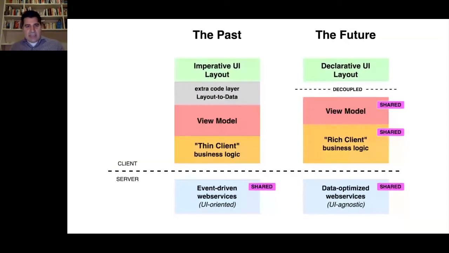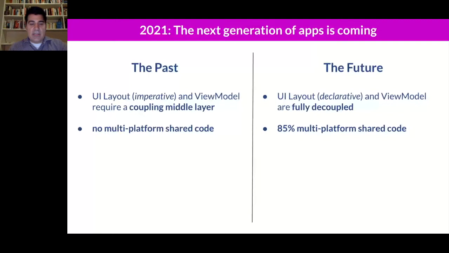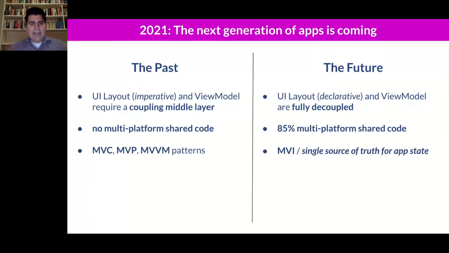Okay, so let's summarize. In the past, we had a UI layer and view model, which required a coupling middle layer. In the future, with declarative UIs, we are going to have a UI layout and view model, which are fully decoupled. In the past, we tended not to share code across platforms, and in the future, we are going to be able to share 85% of code. In the past, you would use patterns like MVC, MVP, MVVM, and in the future, it makes sense to use a pattern like MVI, which is based on a single source of truth for the UI layer, for the state of the app.